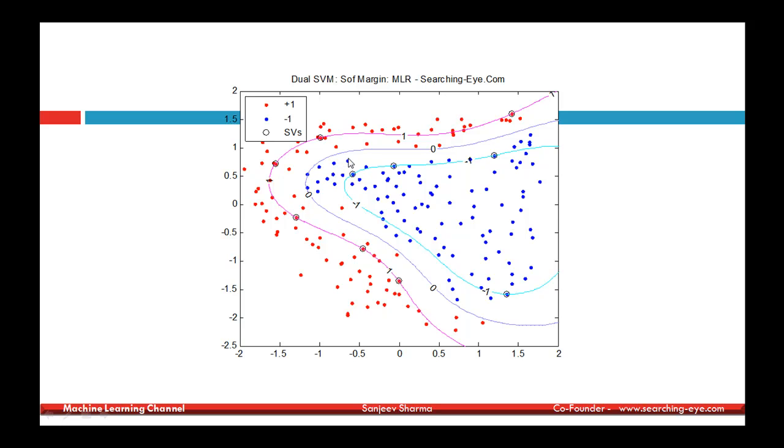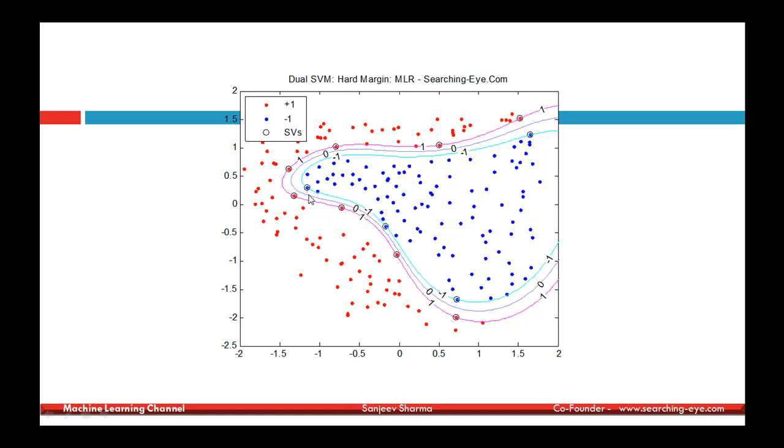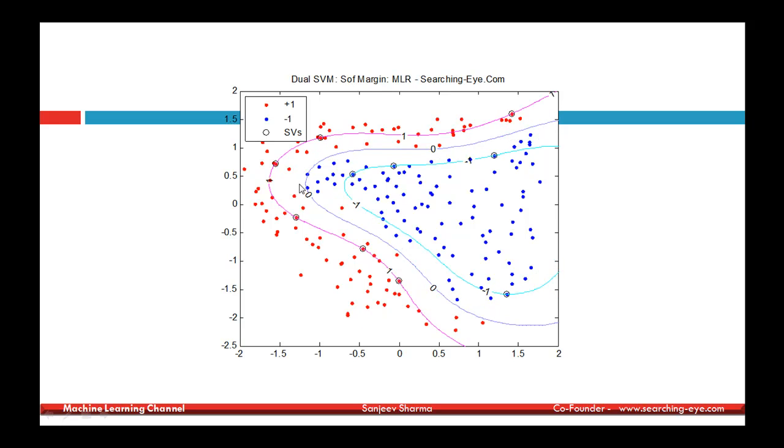So the dual SVM maximizes the margin, and therefore some of the points lie inside the margin, whereas in the hard margin problem, the margin is very small and none of the data points lie inside the margin, since we have the constraint in hard margin that none of the points should lie inside the margin, whereas in soft margin we can allow some points to be misclassified, or we can allow some points to lie inside the margin.